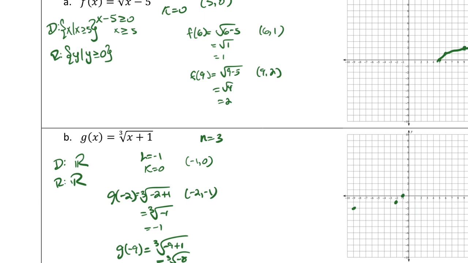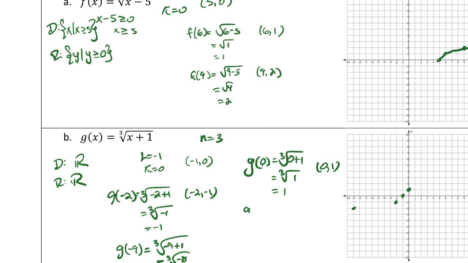So that means that I'm going to start substituting, let's say 0. So g of 0 equals the cubic root of 0 plus 1, the cubic root of 1. So that's 1. So I got 0, 1. It looks like a 9, but it should be a g. So that means 0, 1 is this one here.